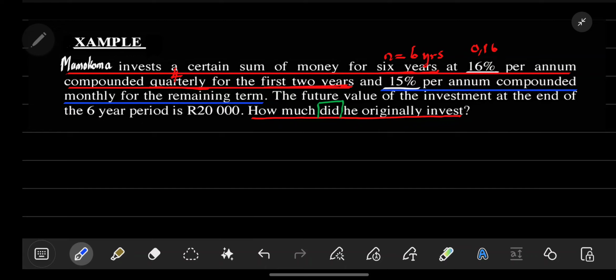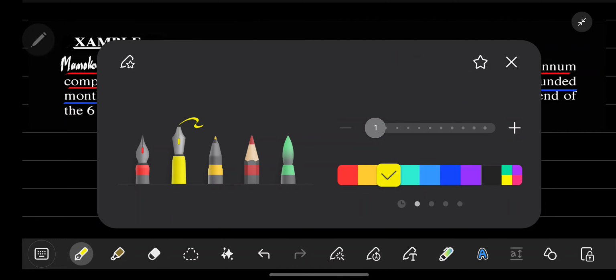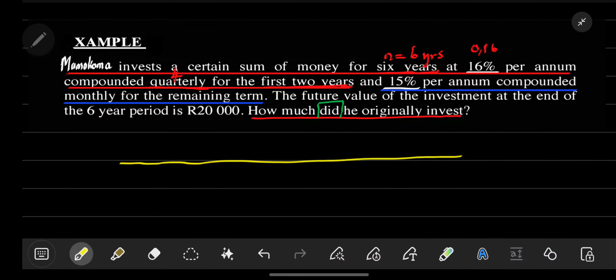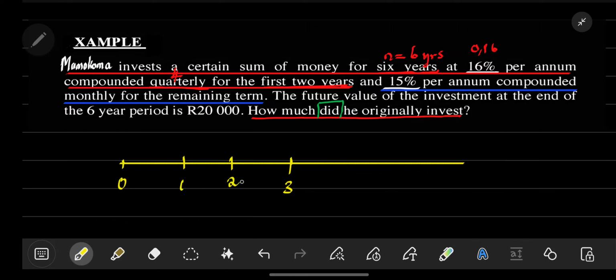So you can tell that, okay, you had 6 years. Let's start with our timeline just there. So here is our timeline. Let's do it like this. Let me divide this into 3 equal parts. So of course it's going to be 0, 1, 2, 3, 4, 5, and 6.